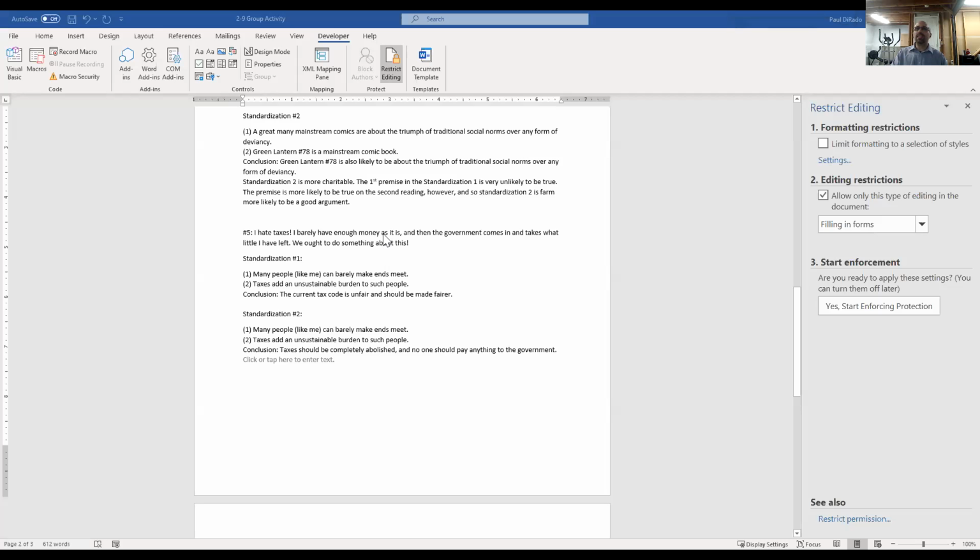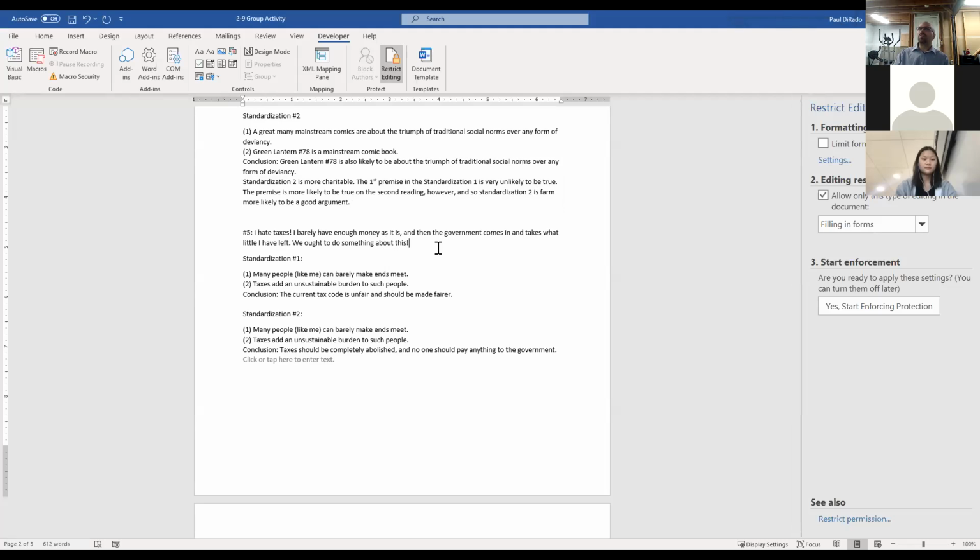All right, so this is a real world argument. This is an argument from my Uncle Joe. Real case. All right, I hate taxes. I barely have enough money as it is, and then the government comes in and takes what little I have left. We ought to do something about this. Okay, so what does my Uncle Joe mean? In this case, the part that seems most ambiguous isn't really the premises. The premises seem more or less clear about what he probably means.